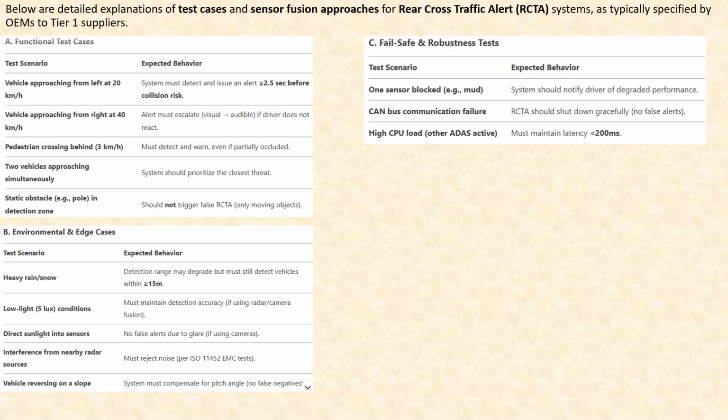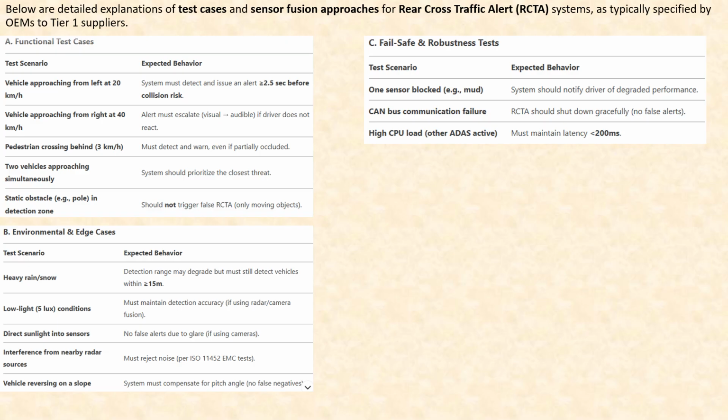The functional test cases are vehicle approaching velocity, vehicle approaching from right to right at 40 km per hour, pedestrian crossing behind 3 km per hour, two vehicles approach simultaneously. Now, these are all the various expected behaviors or the test scenarios, and the expected behavior should be, in all the cases, the rear cross traffic alert functionality, the RCTA functionality must be able to detect.